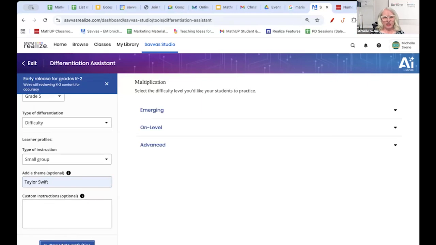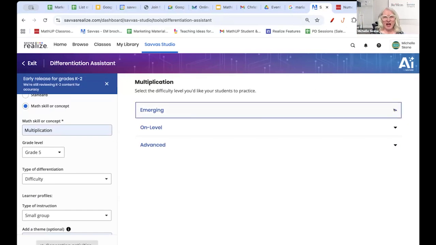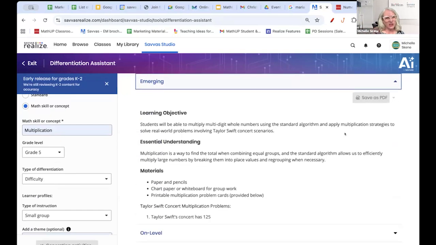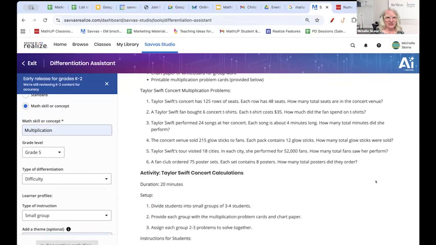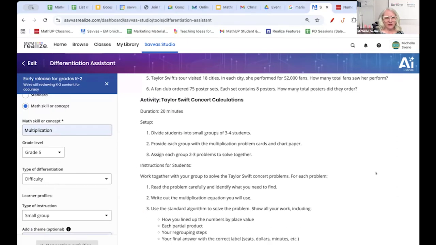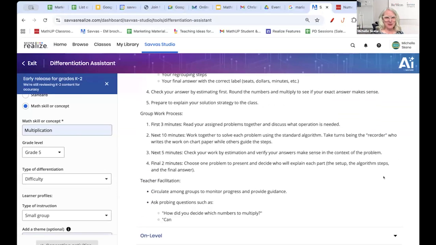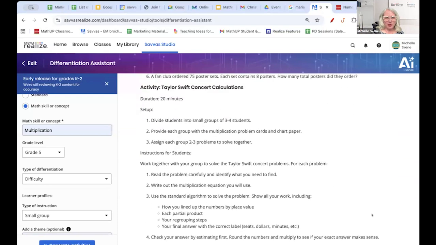And then I would go ahead and generate the activities. And because I said that I wanted it to be differentiated according to level of difficulty, I'm going to actually get 3 different areas here. I'm going to have emerging ideas. So these are ideas for students, essentially parallel tasks, right? And in this case, it's going to be all about Taylor Swift, although that's not necessary, but just modeling that it is possible. And then you'll see, so that would be the emerging level.